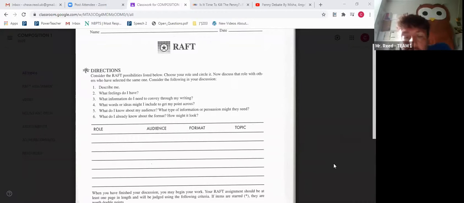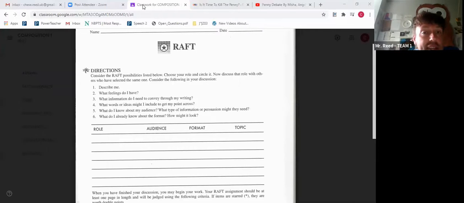So anyway, the point is that you have a role, you have an audience, you have a format, and you have a topic. You can use those questions outlined there to help you as you brainstorm. This goes for everybody: what are the words or ideas that you want to use to get your point across? What do you know about your particular audience? If you're doing the editorial, you know what the person wrote about. If you're writing to congressmen, maybe you know something about them. What do you already know about your audience? And this last one says, what do you already know about the format and how it might look? So the point here is that you want to dig deep into each of those 4 areas.